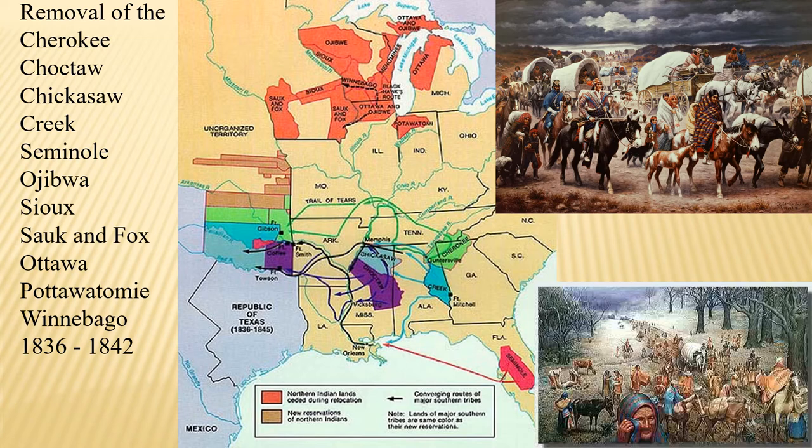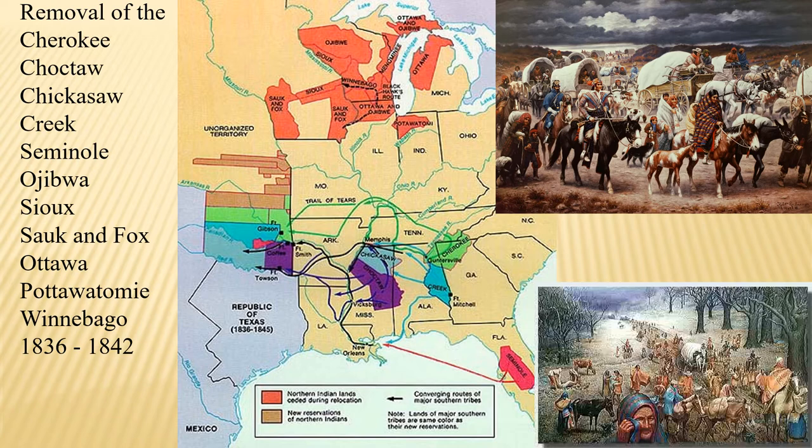But instead, the army actually did a good job, as good as they could under the circumstances, in the winter, in the late 1830s, early 1840s, in removing these unfortunate individuals. The Trail of Tears is aptly named, but 80% made it.